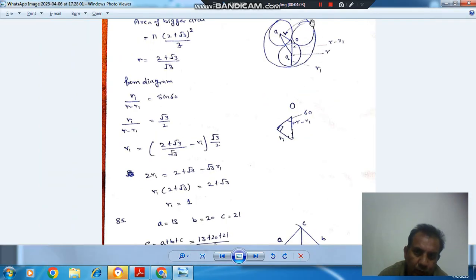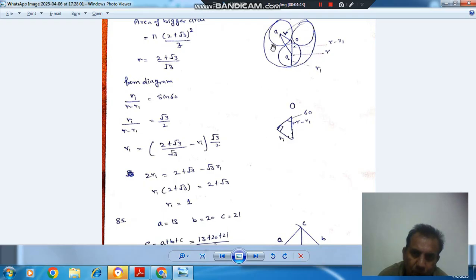Okay. So this is your outer circle. These are three identical inner circles. This angle will be 120. If you draw a perpendicular, then this will be your 60, this will be R minus R1, and this is your R1, because this is 2R1. Because this is R1 and this is R1. Now we consider this triangle: R1 by R minus R1 is equal to sin 60. Solving this, we get R1 equal to 1 centimeter.